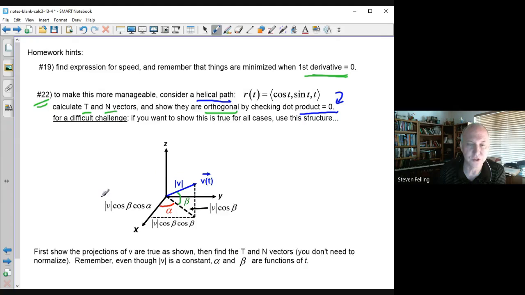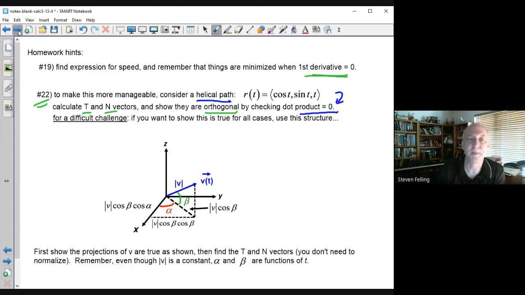So what you could do is use this structure. Just take a look at this structure and say that there's some velocity vector that has a magnitude, and you can use the direction angles, alpha and beta, and show that these projections give this in the directions here, right? So you can verify this picture and then go through the process of finding t and n and show that even in this general case those will always be orthogonal by checking the cross product or the dot product being 0. You don't have to do that unless you want to challenge yourself. You can just pick an example case like a helical path. I mean, that's not really proving, but it's demonstrating that it's true for a family of curves.